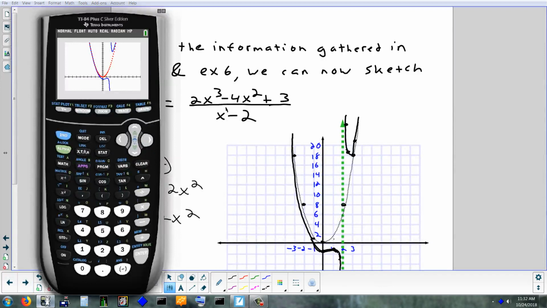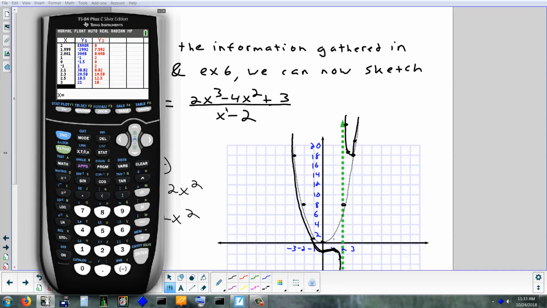We're okay with that one? It's really just plotting a lot of points because that's the only way to figure out what it's going to look like. And I did a lot. I did like 10 or so points. Okay, so you got to just do a lot of points.